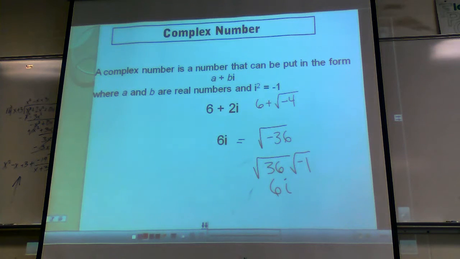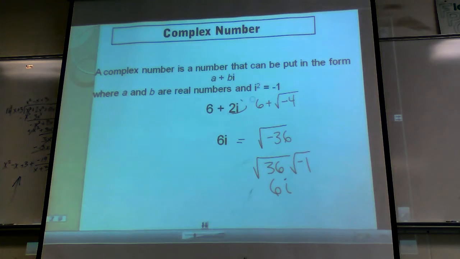I don't think I gave you any of this, but it seems like a pretty redundant thing, giving you a number like 6 plus 2i and asking where the real parts and the imaginary parts are. I'm not going to do that, because you should be able to look at it and go, oh, there's an i there, so that's the imaginary part. Everything else is the real part.